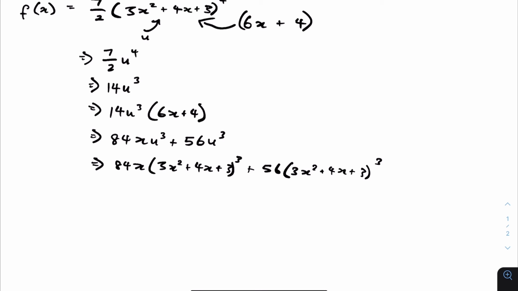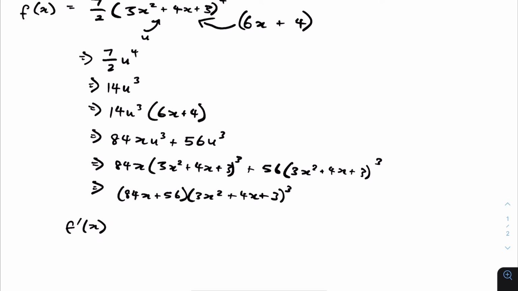And a very easy way of simplifying this would then be to factorize it, which would become (84x plus 56) times (3x squared plus 4x plus 3) cubed. And that's the final answer. So you'd write it as f prime of x, the derivative of f of x, is equal to (84x plus 56) times (3x squared plus 4x plus 3) cubed.